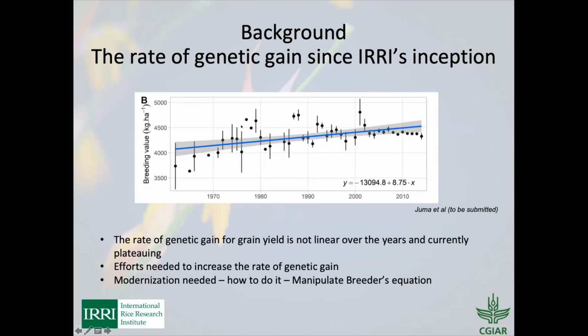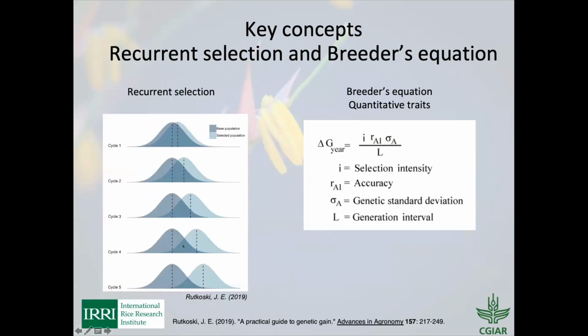It goes up during the initial phase of the Green Revolution, then it goes down and goes up. And right now we are in a state where a plateau is being noticed. This is a clear indication that we are not making significant progress and that requires intervention. How we do that is mainly through modernization efforts in the breeding program. Directly, we are trying to manipulate the Breeder's equation and increase the rate of genetic gain. So this is the rationale, why there's a necessity of changing what we did in the past and probably address things more effectively. I would also like to touch base on some of the key concepts.